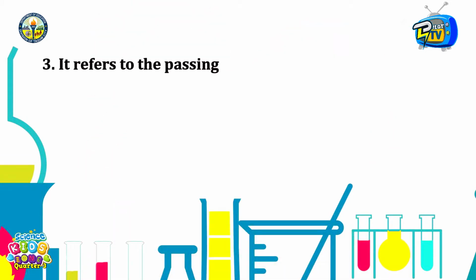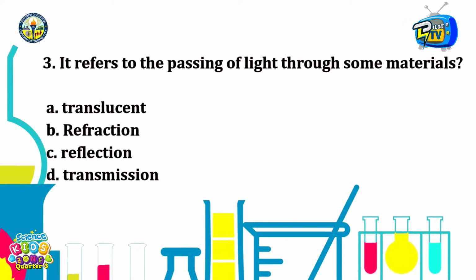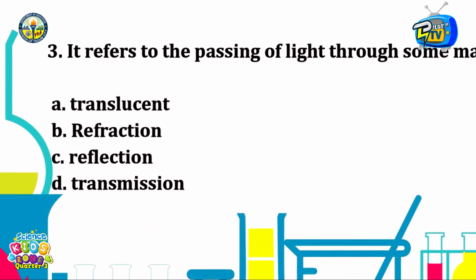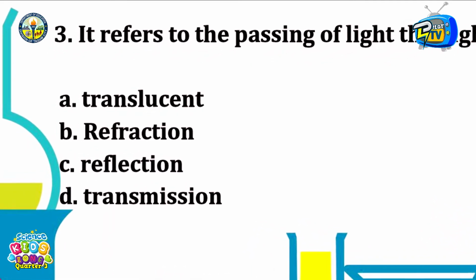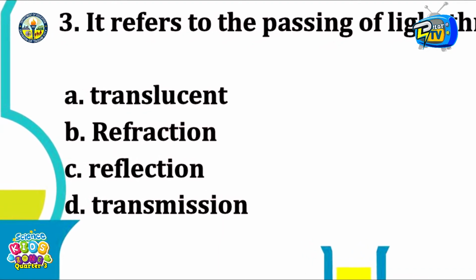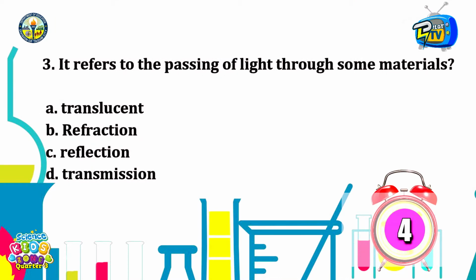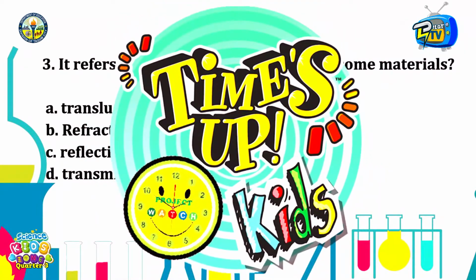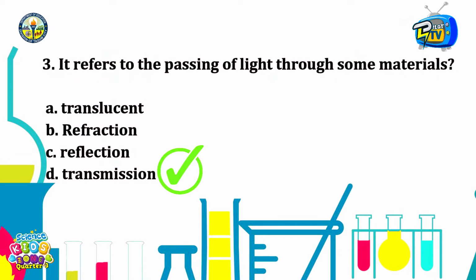Number 3. It refers to the passing of light through some materials. A. Translucent. B. Refraction. C. Reflection. D. Transmission. Your timer starts now. Time's up! Correct! The answer is letter D. Transmission.